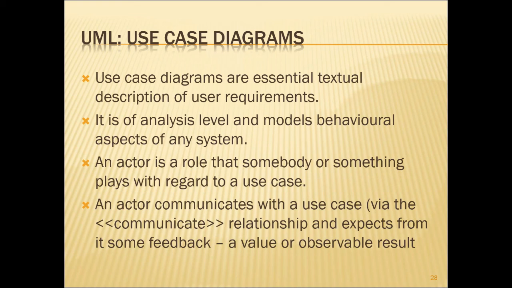Use case diagrams become a fundamental feature of the UML notation for describing object-oriented system models. In their simplest form, a use case identifies the type of interaction and the actors involved. There are actors and interactions in use case diagrams. Each class of interaction is represented as a named ellipse. The set of use cases represents all of the possible interactions to be represented in the system requirements. An actor communicates with the use case via the communicate relationship and expects from it some feedback, a value, or observable result.